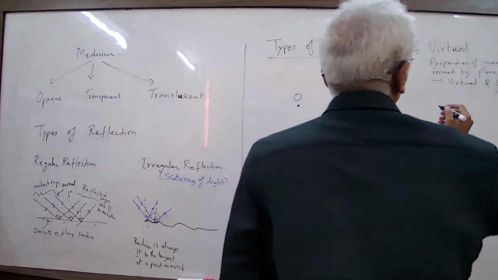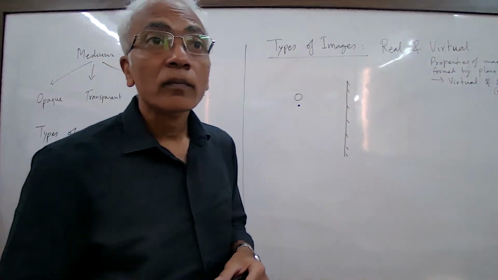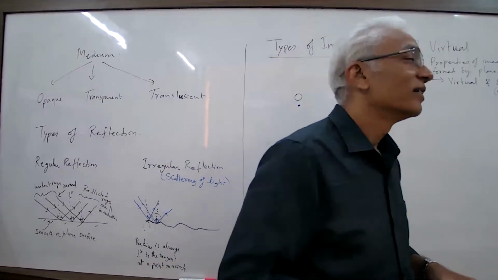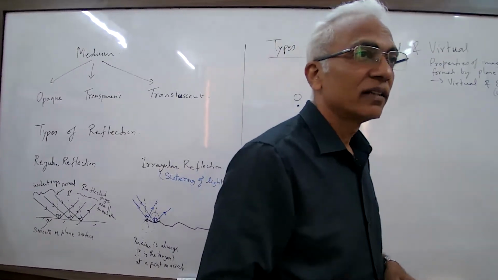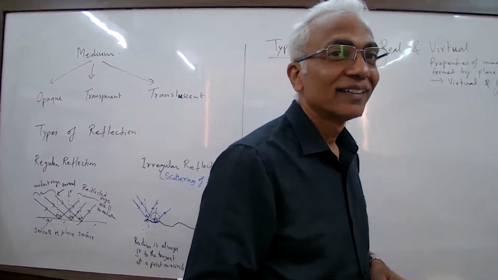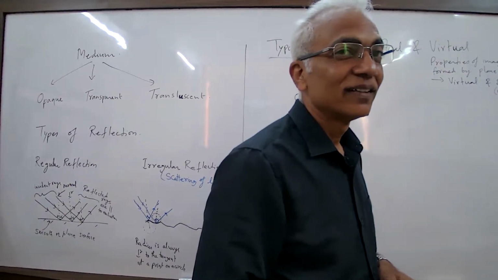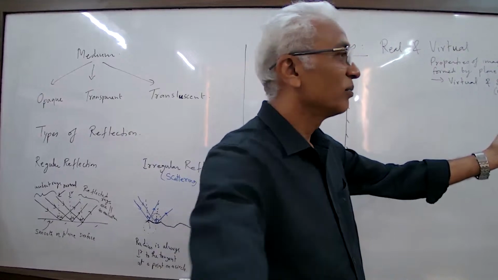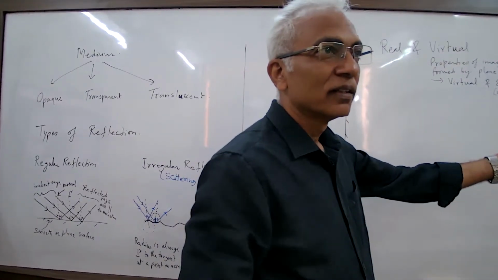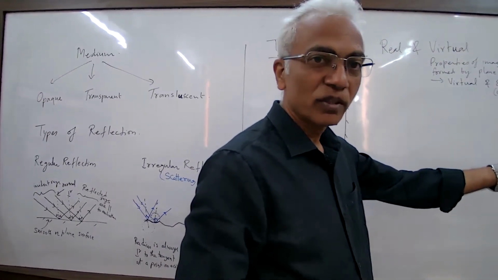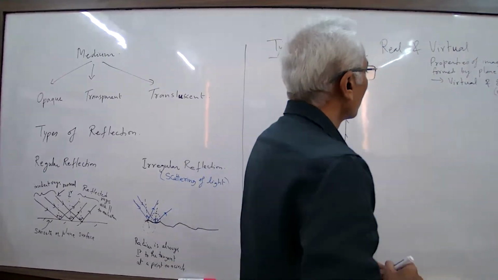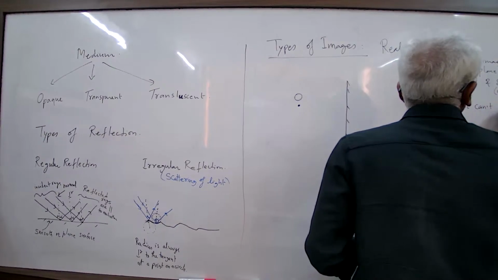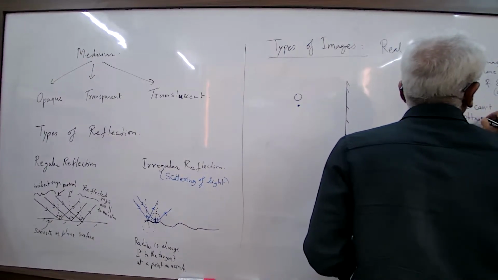So that's upright. What is the meaning of virtual? Okay, you cannot touch it. Can you obtain it on a screen? No. Like I am seeing myself in the mirror. If I send my brother behind the mirror, will he see me there? No. So it cannot be obtained on a screen. So a virtual image's property is that it cannot be obtained on a screen.